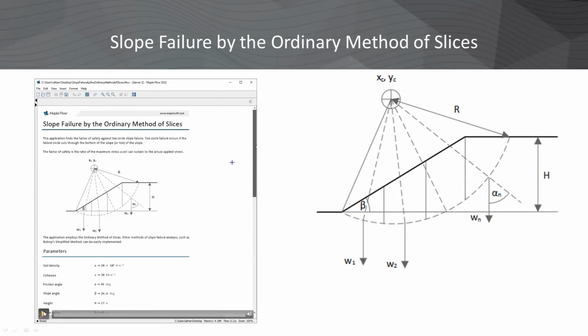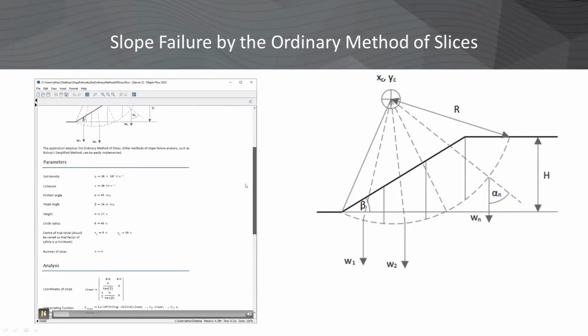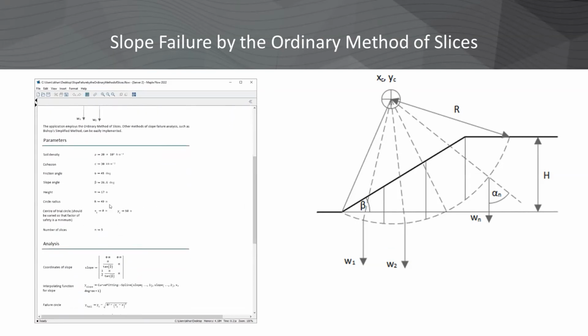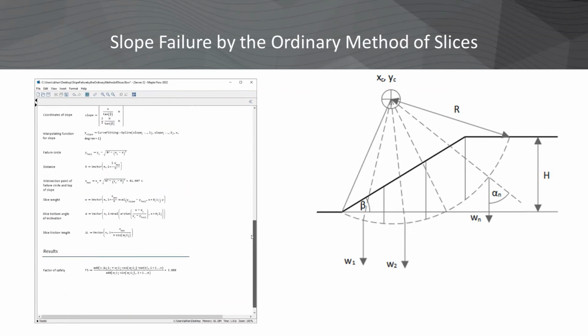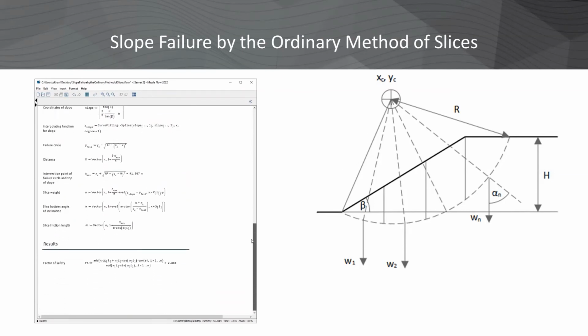You're looking at the MapleFlow implementation of the ordinary method of slices on screen. If you've been watching carefully, you might see a parameter being changed from a value in meters to a value in feet, simply by associating the unit with a number. You'll also see some of the equations that you need to implement the ordinary method of slices. There's a lot of number crunching involved.